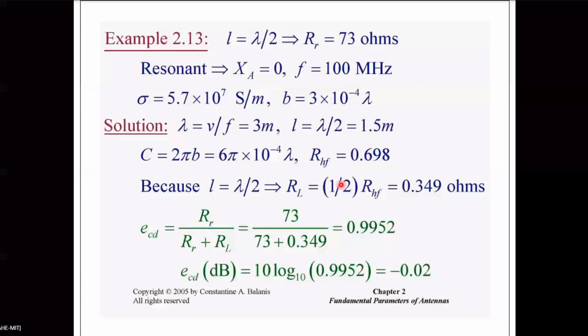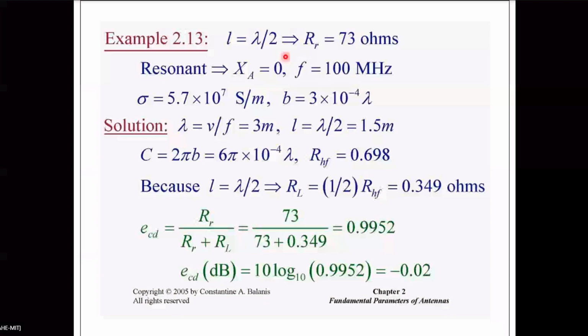If it were constant, RL would have been RHF. But because it is sinusoidal, and I'm not giving the proof of this, you have to take it as it is now. So RL is equal to half RHF. For this kind of problem, if it is asked, you have to take RL is equal to half of RHF. So please go through this problem.